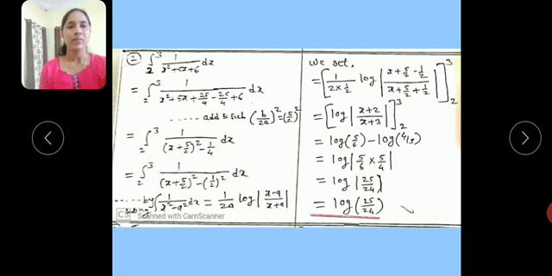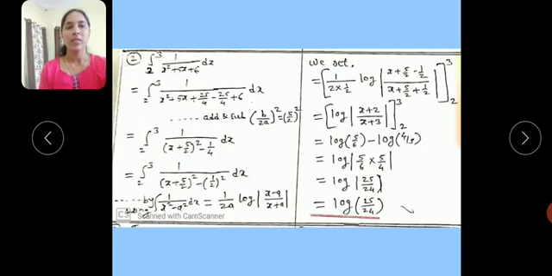We get 1 by 2 into 1 by 2 log of, here the value of x is x plus 5 by 2 and the value of a is 1 by 2. We get 1 divided by 2 into 1 by 2 log of (x plus 5 by 2 minus 1 by 2) divided by (x plus 5 by 2 plus 1 by 2), integration from 2 to 3. This is equal to log of (x plus 2) divided by (x plus 3), integration from 2 to 3.